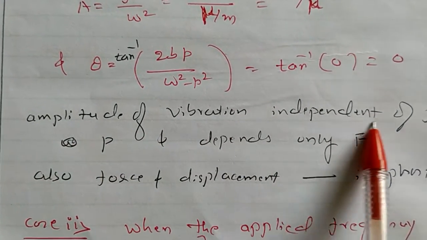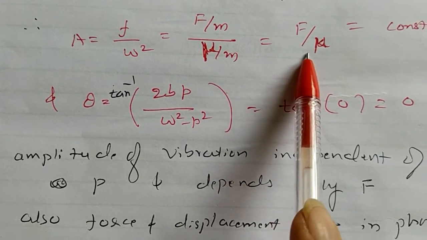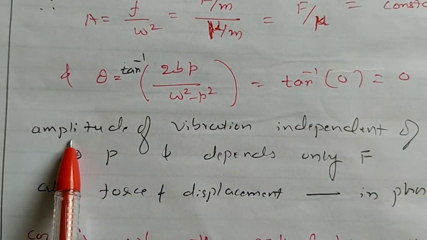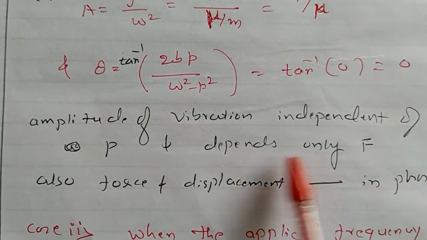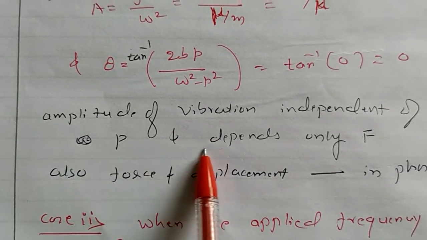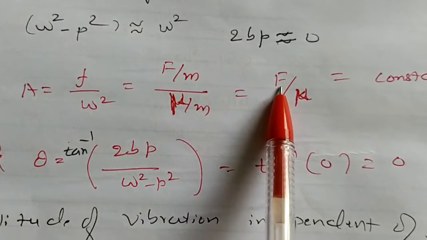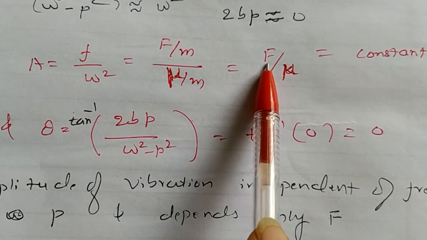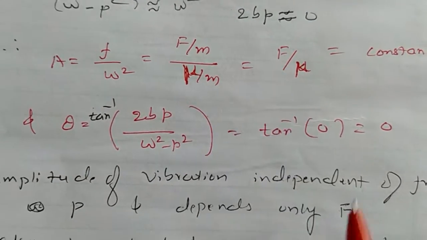So that's what I have written here. Amplitude of the vibration is independent of the frequency. There is no small p here. So that indicates that the amplitude of the vibration is independent of the frequency of the applied periodic force, or frequency of the driving force, and depends only on F, which is nothing but the magnitude of the applied periodic force.